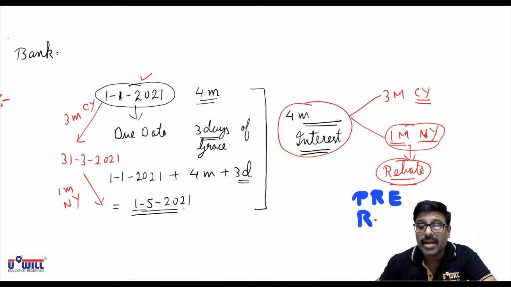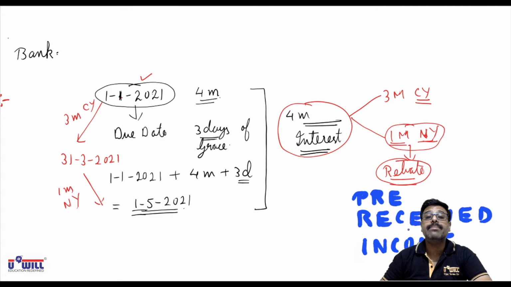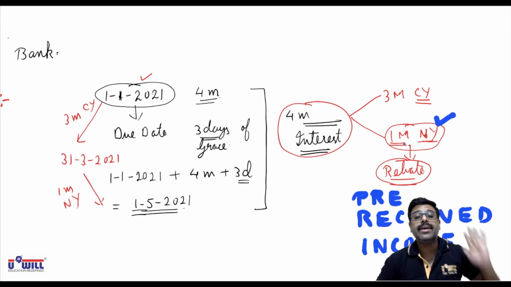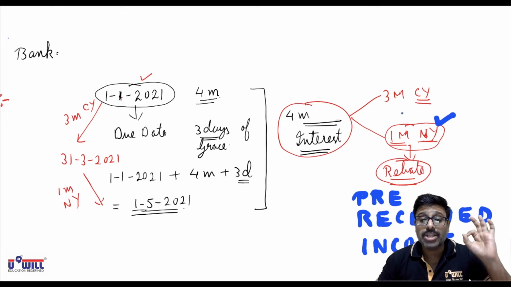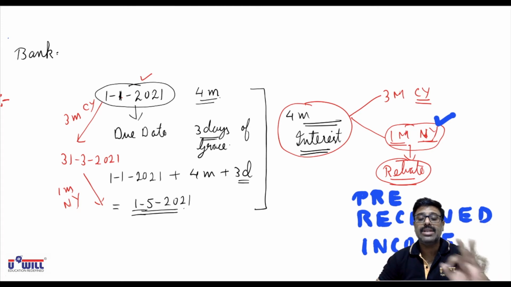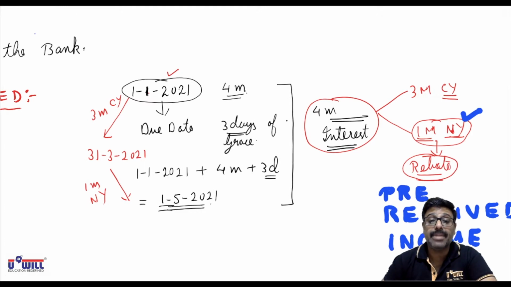Pre-received income. Is it or not? In simple language, you can say, what is this rebate? Pre-received income. It is next year's income which you have received in the current year. So what simple logic do you have to remember about the rebate? It is a pre-received income. I hope this example makes you clear with the concept of rebate on bills discounted.